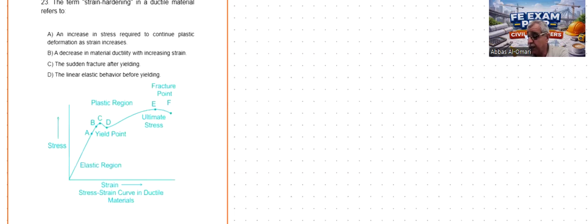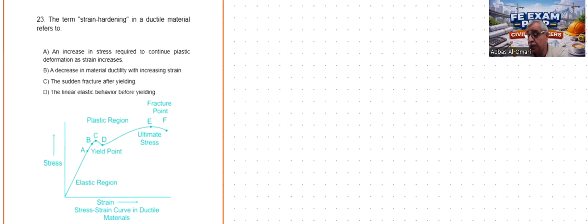Now, strain hardening refers to an increase in stress required to continue plastic deformation as the strain increases. Now, in this region between D and E, this is the strain hardening. So stress is still increasing, and deformation is also increasing. So D to E is the strain hardening region. So the answer, an increase in stress required to continue plastic deformation as the strain increases. So the correct answer is A.